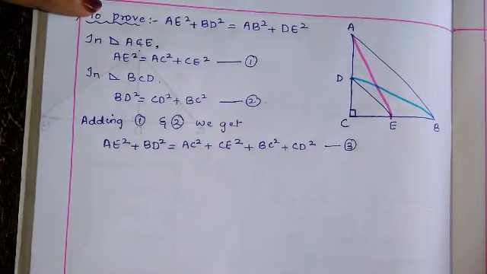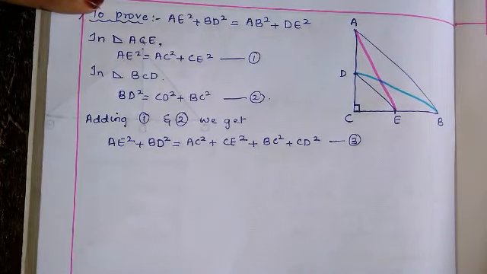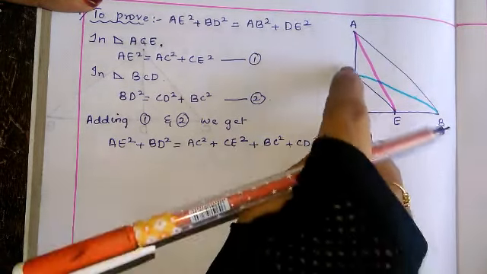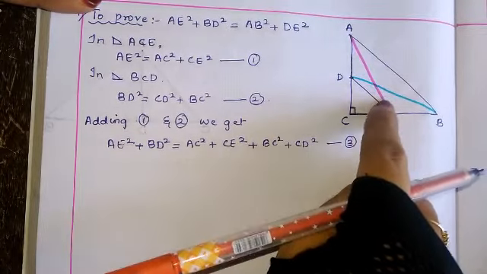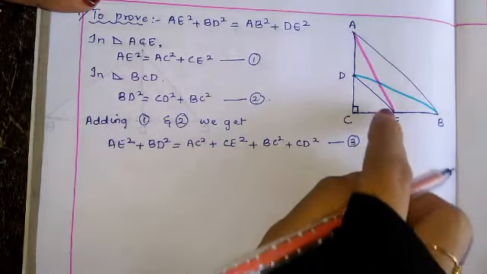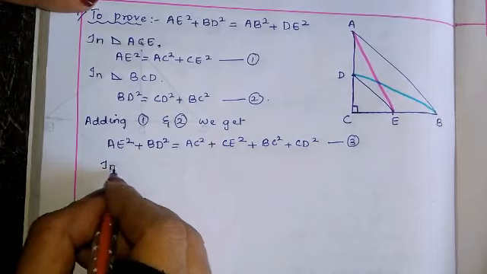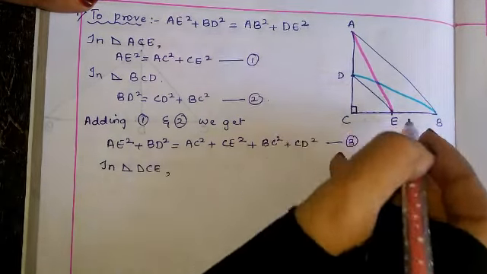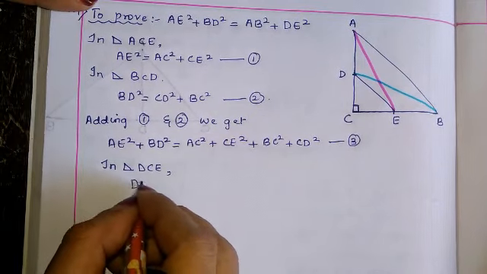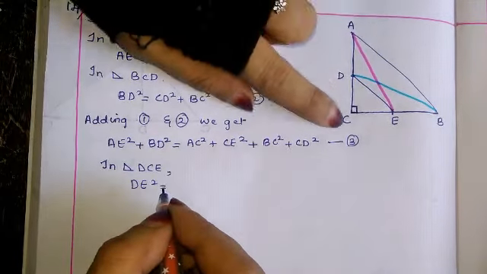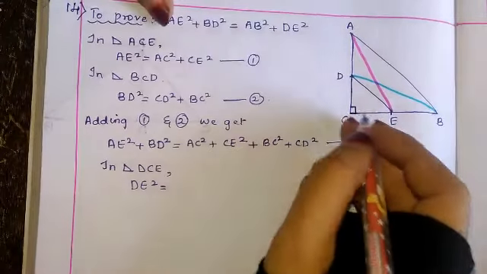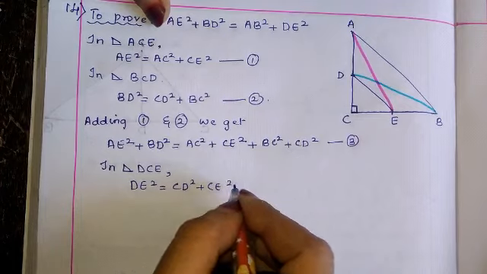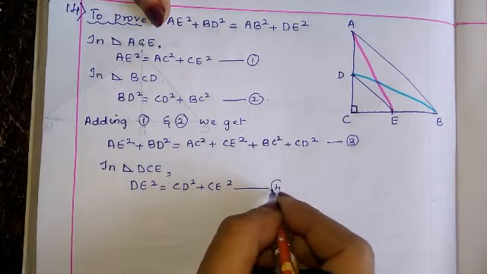Now let us consider one more right angle triangle in this figure. We can see again a right angle triangle, yes, we have this small triangle. In right angle triangle DCE, we know DE is the hypotenuse. DE square is equal to CD square plus CE square. Now let me consider this as equation 4.